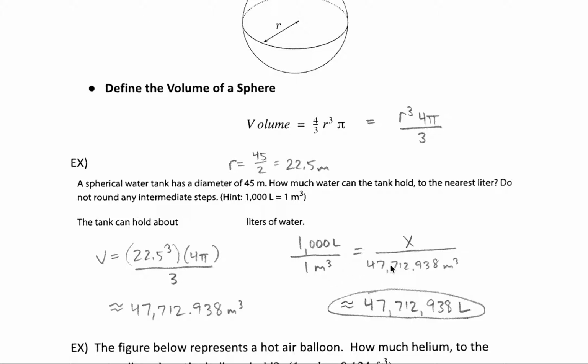We'll set up a proportion, making sure that our units are on the same level. I could have put both of these cubic meters on top of our ratios. It doesn't matter. As long as similar units are on the same level, then it should work out. We're going to cross multiply to solve our proportion. And in doing so, it's just a multiplication conversion. And we get about 47,712,938 liters. And again, liters is a unit of volume already. Do not cube that. That would be totally different.